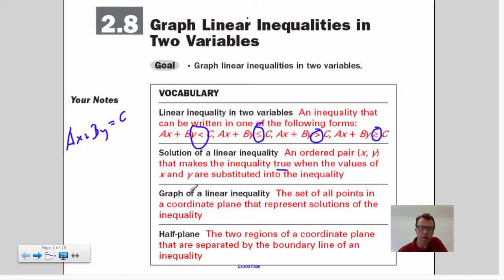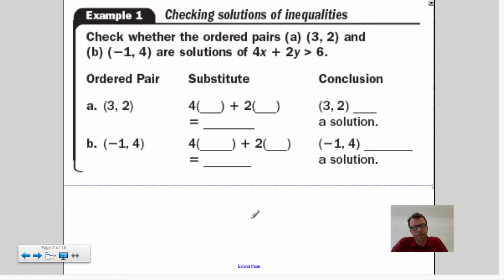And then the graph of a linear inequality is a set of all points in the coordinate plane that represent the solutions of an inequality. That's quite something. We're going to graph those and show you, again, this is shading. We'll shade the areas that make the inequality true. And finally, a nice definition of half plane: there are two regions of the coordinate plane that are separated by a boundary line of the inequality. So again, let's get into the examples, and I think these vocab words will make a little more sense.